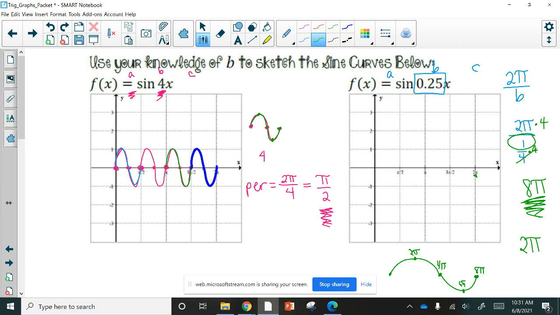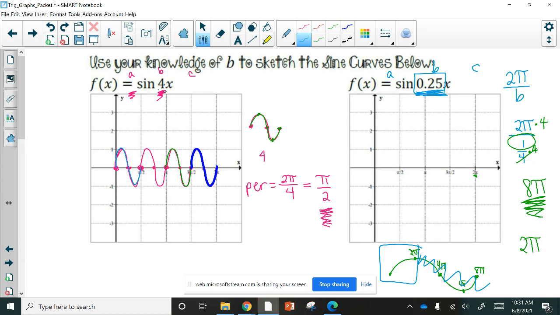To see one full cycle with a period of 8 pi, you would need to first stop at 2 pi, then 4 pi, then 6 pi, then 8 pi. Okay, well, our graph does stop at 2 pi. So we don't get to see any of that other stuff. We only get to see 1/4 of the sine curve.